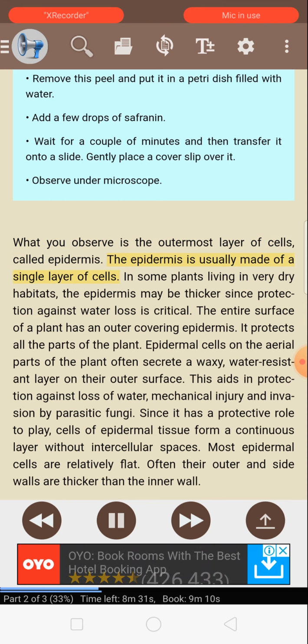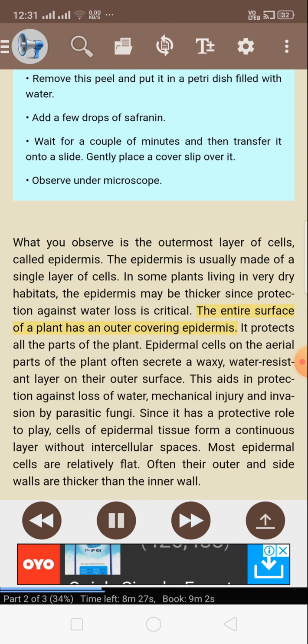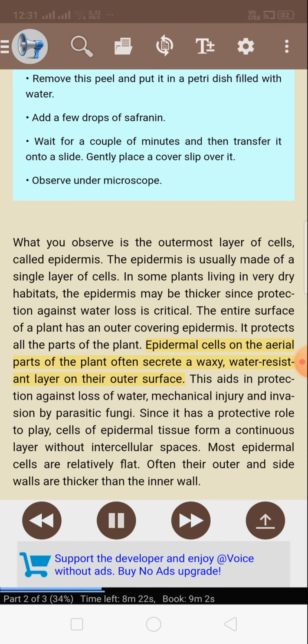The epidermis is usually made of a single layer of cells. In some plants living in very dry habitats, the epidermis may be thicker since protection against water loss is critical. The entire surface of a plant has an outer covering epidermis. It protects all the parts of the plant. Epidermal cells on the aerial parts of the plant often secrete a waxy, water-resistant layer on their outer surface. This aids in protection against loss of water, mechanical injury, and invasion by parasitic fungi. Since it has a protective role to play, cells of epidermal tissue form a continuous layer without intercellular spaces.